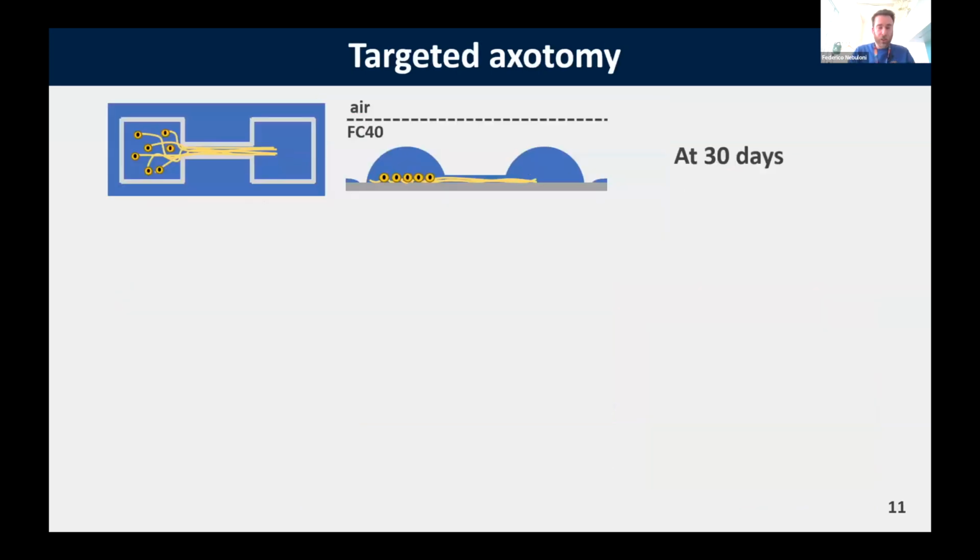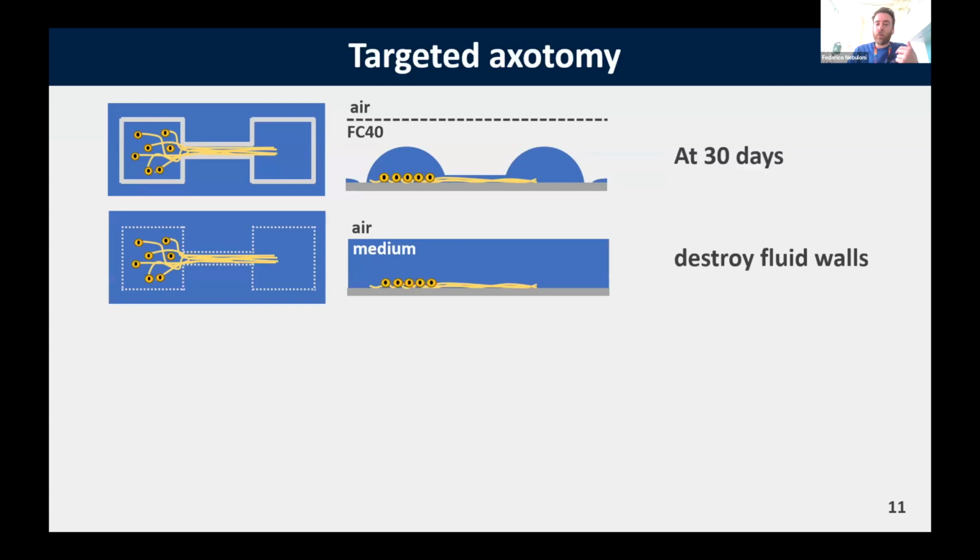In the last few minutes I have left, I'll present to you the functional assays that we developed. We can take our cell culture at about a month's time, as I said before, with or without any cell type in the right-hand side. Simply by removing the FC40 overlay and flooding the dish with additional medium, we destroy the fluid wall. So we destroy the microfluidic patterns, and we just leave the cells attached to the bottom of the dish and alive.